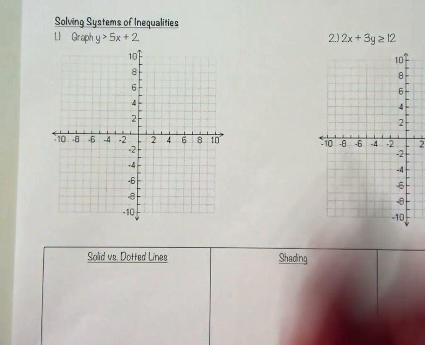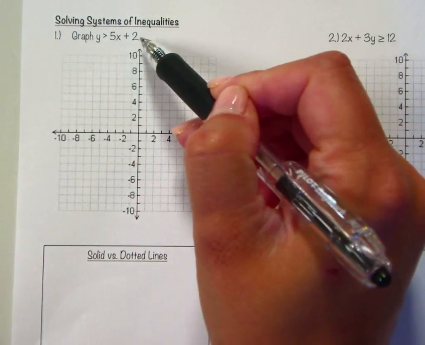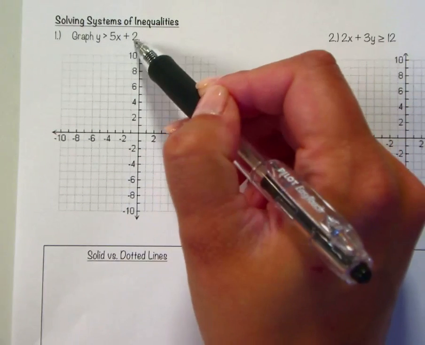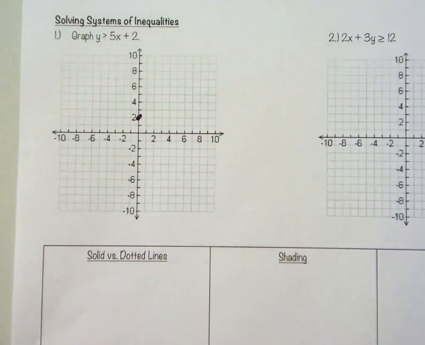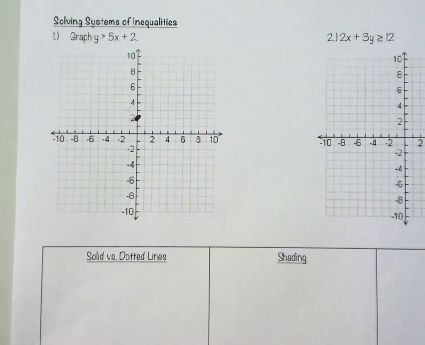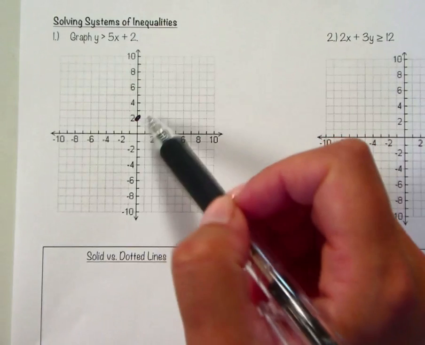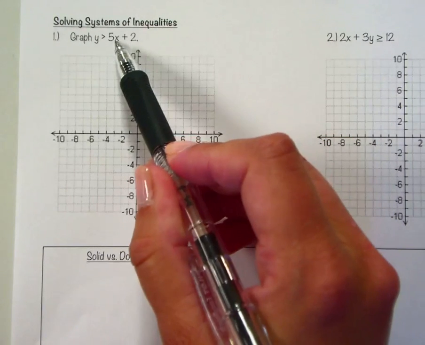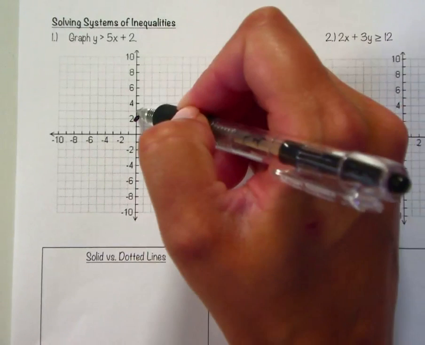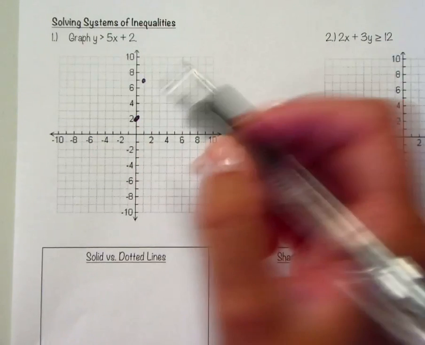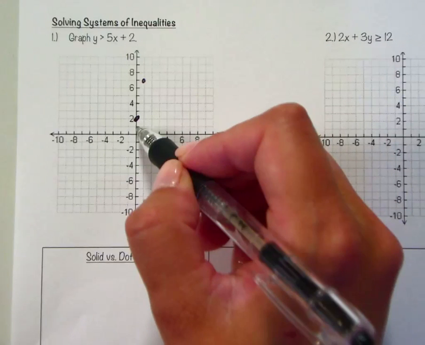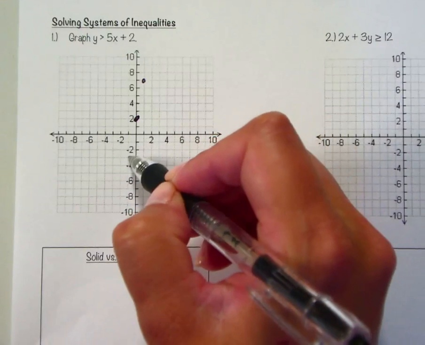We are going to start this off the same way that we would graph a line, by plotting our y-intercept, which is 2. And then we are going to get a few more points on our line by using the slope, which is 5. So I'm going up 1, 2, 3, 4, 5 over 1. You could also go down 1, 2, 3, 4, 5 and to the left 1.